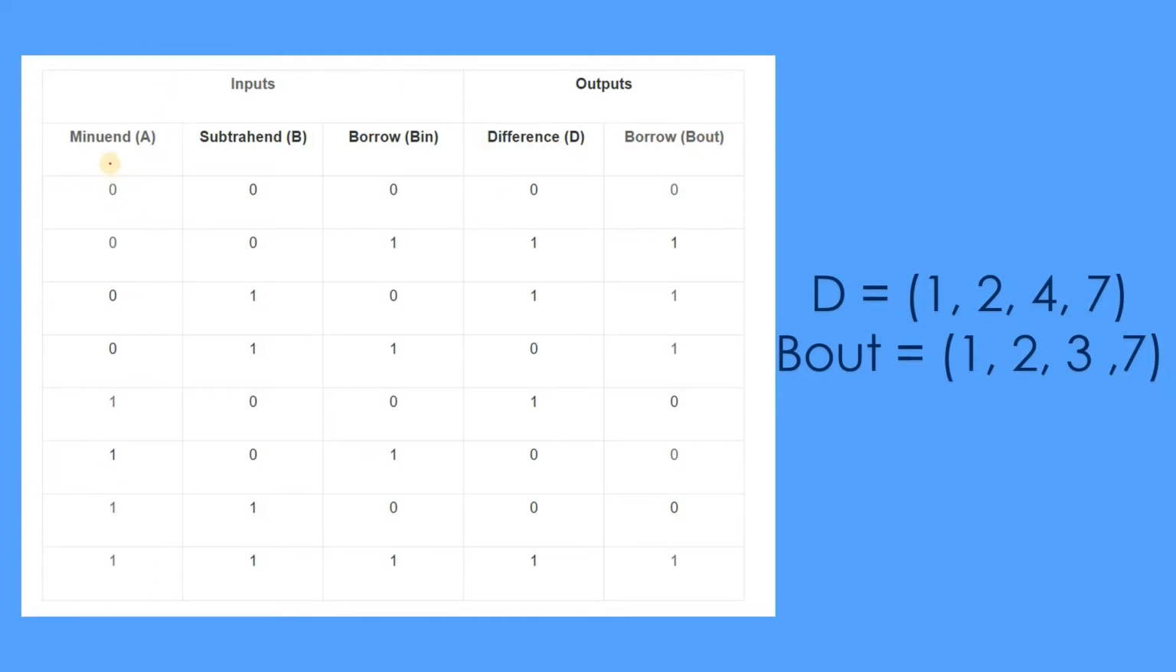Why did I say sum? I don't know. So this is the minuend, subtrahend, and the borrow. So basically, we're doing A minus B and then minus this B in. So we'll first of all understand the truth table.